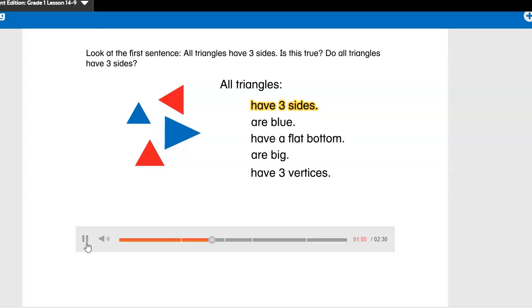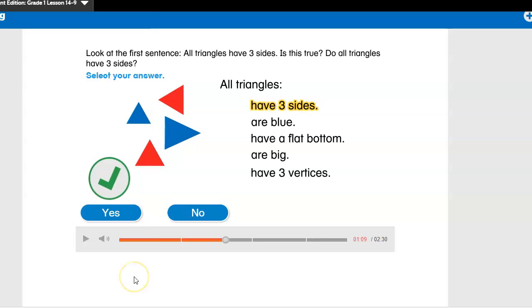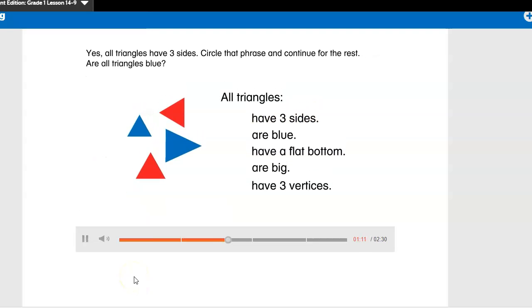Look at the first sentence. All triangles have 3 sides. Is this true? Do all triangles have 3 sides? Select your answer. Do all triangles have 3 sides, yes or no? What do we think? Do all of these triangles and all triangles always have 3 sides? Yes. Yes, all triangles have 3 sides. Circle that phrase and continue for the rest.